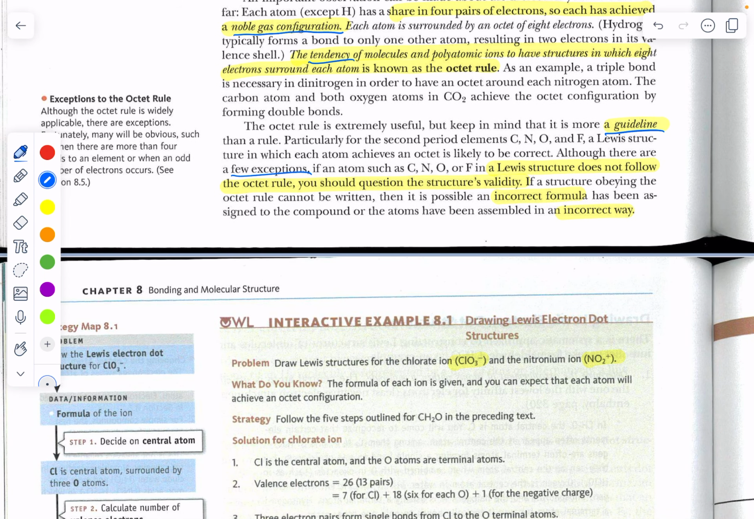So if something doesn't follow the octet rule, we might suspect that we might have the wrong formula. When we wrote down the formula of the molecule that we are trying to construct the electron dot configuration for, maybe we wrote down the wrong formula. Or maybe when we drew out the structure and chose a central atom, for example, and arranged the atoms around it, maybe we did that incorrectly as well.